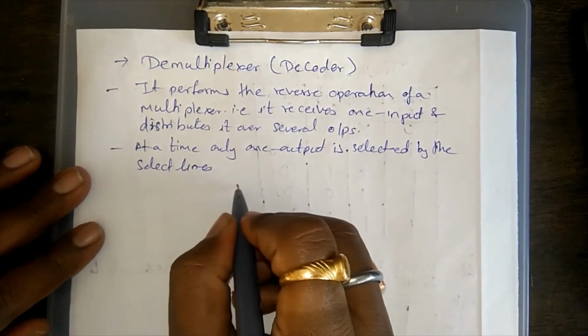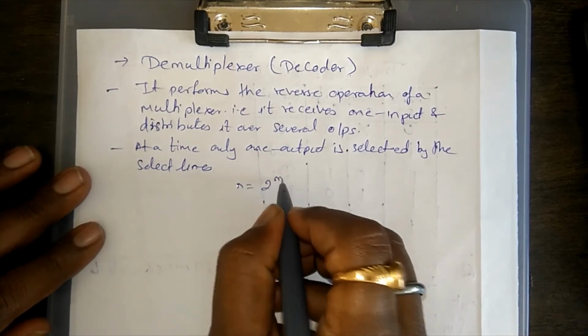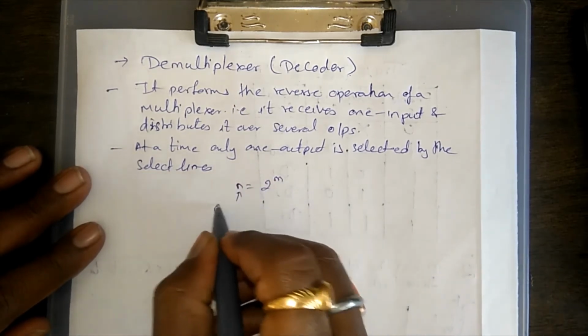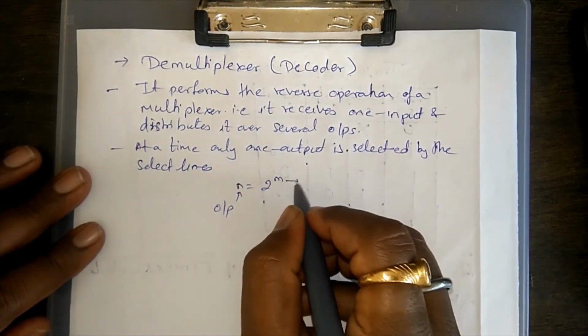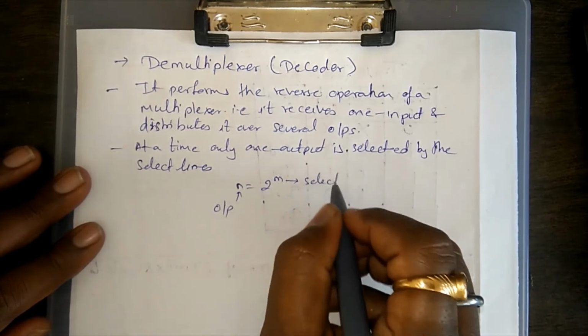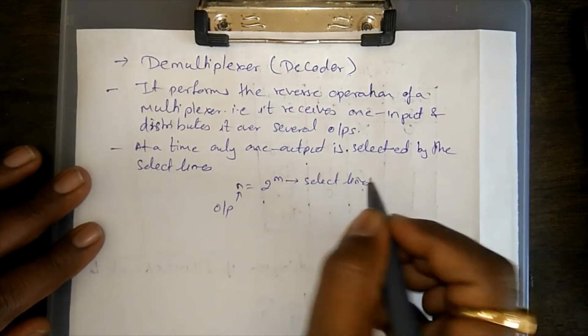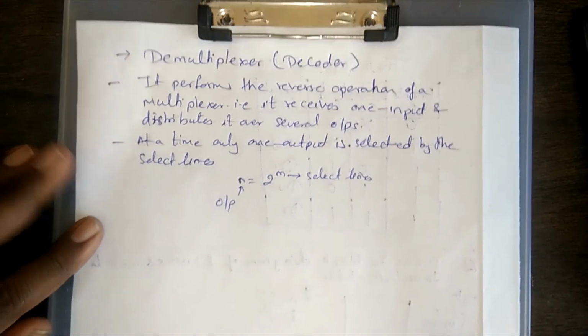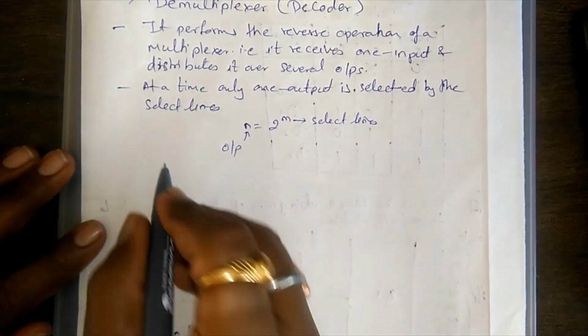So again the formula is what? N equals 2 raised to m. So n is what? Output. M is what? Select lines. Okay, so let us see the block diagram.